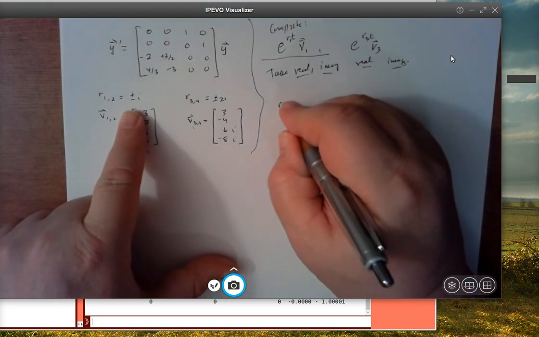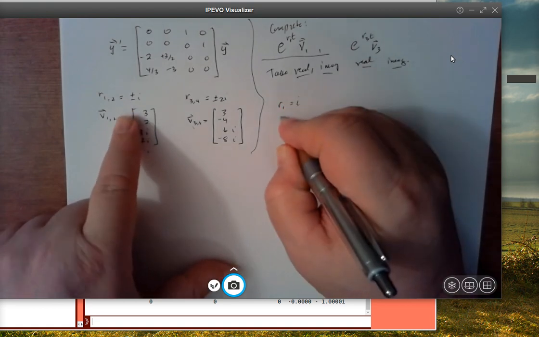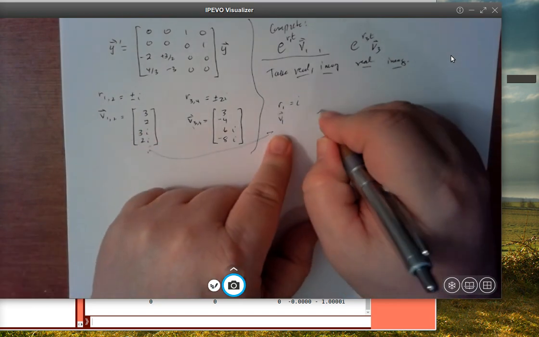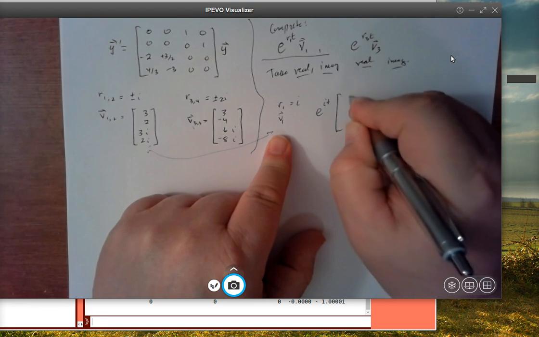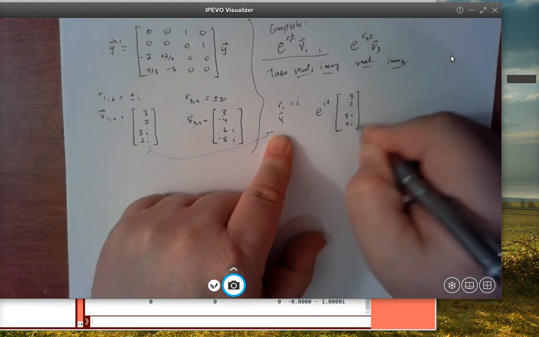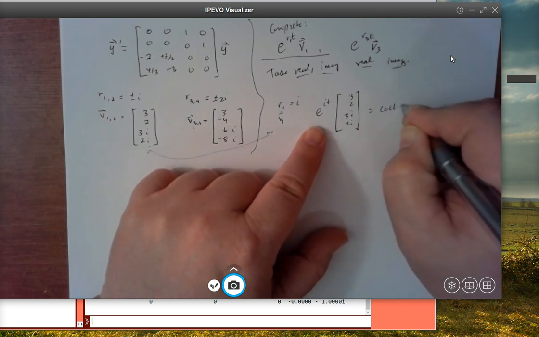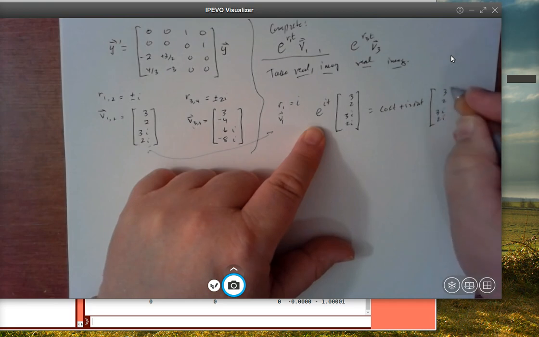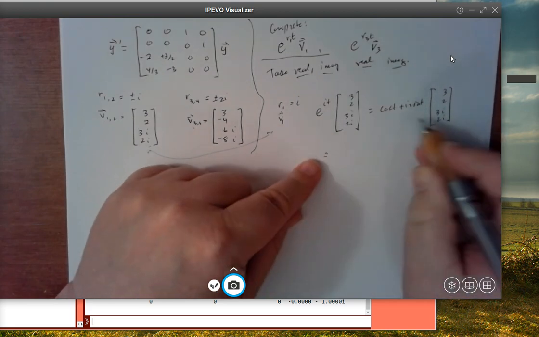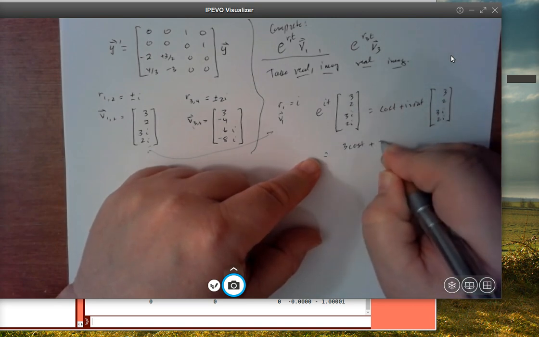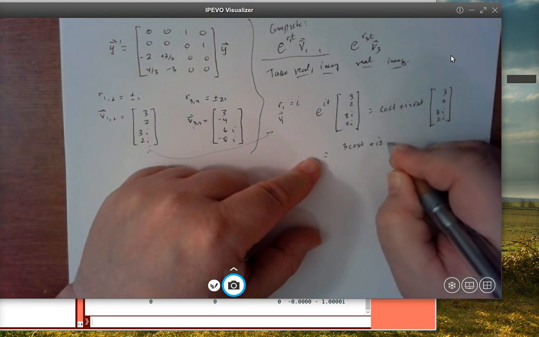So let's go ahead and take r1 to be i, and then v1 is this vector. And so we'll take e to the it times (3, 2 minus 3i, 2i), which is cosine t plus i sine t times (3, 2 minus 3i, 2i). Good. Just continue on. Pretty straightforward at this stage. The book has a nice easy problem here.